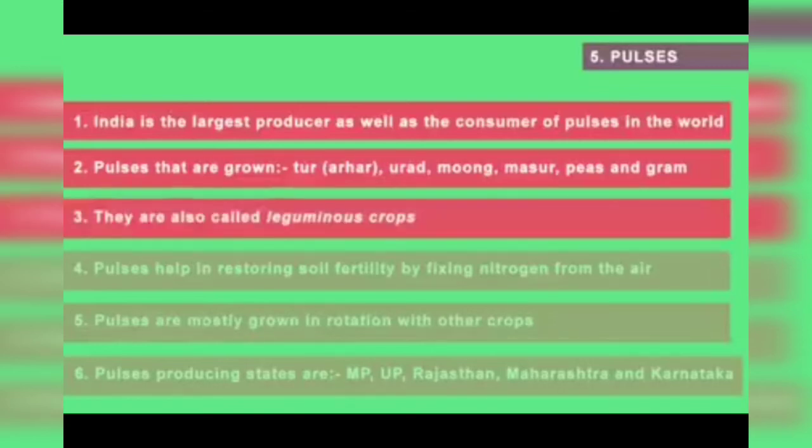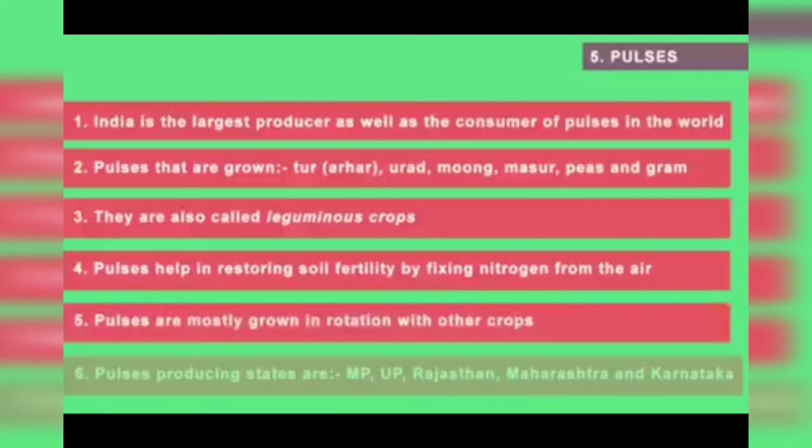And by the way, they are also called leguminous crops. So remember that pulses are called leguminous crops. Pulses help in restoring soil fertility by fixing nitrogen from the air. So growing pulses is good both for the population as well as the land. Pulses are usually grown in rotation with other crops. Meaning, suppose you are growing a crop A. After harvesting crop A, you will grow a pulse crop because it will help in restoring the fertility of the soil. And after that again you can grow crop B, and after harvesting crop B, again you will grow a pulse crop. So it continues like this, and this is the meaning of rotation.